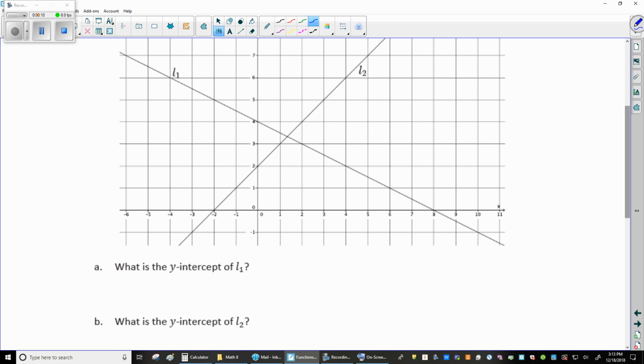So A says, what's the y-intercept of line 1? This is line 1 right here. The y-intercept is (0, 4). Same thing about B. B is obviously the other line, and the y-intercept of that is (0, 2).